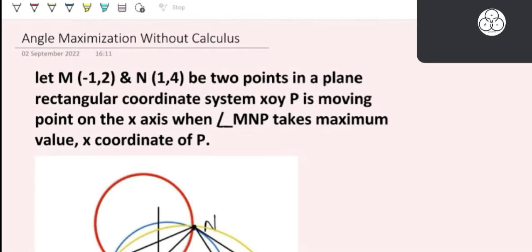P is a moving point on the x-axis. When angle MPN takes its maximum value, we need to find the x coordinate of P.